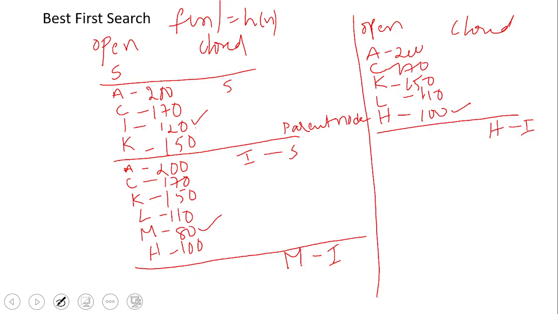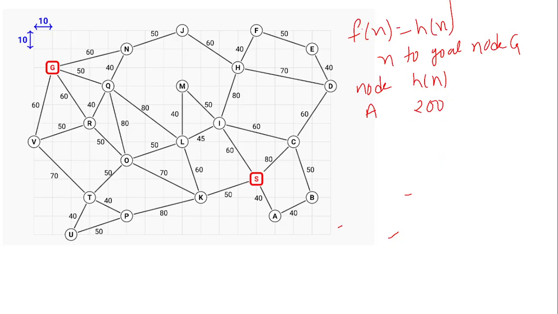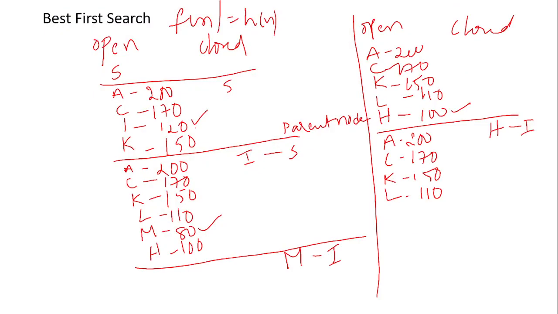So now what are the nodes already existing in open list? First write already existing A, C with 170, A with 150 and L with 110. Now write the nodes which are connected to H. The nodes connected to H are J, F, D. J is having 90, F is having 130 and D is having 160. Now see which is having the minimum value. Now J is having the minimum value. Now move that J to the closed list.